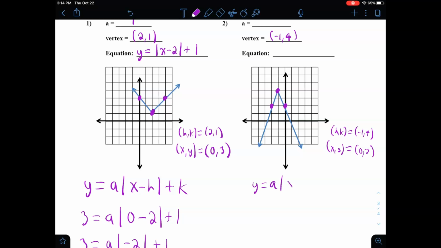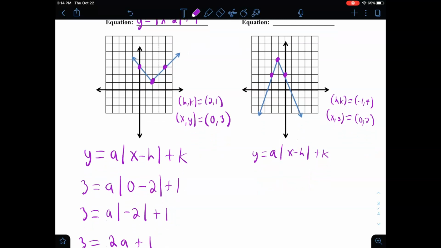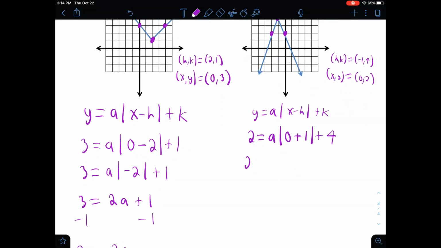So we're going to do y equals a times the absolute value of x minus h, all plus k. So we're going to plug stuff in, so y is 2 equals a, absolute value of x, which is 0, minus negative 1 is going to be plus 1. I'm doing a shortcut here. Minus negative 1, which is h, is going to be plus 1, plus k, which is 4.